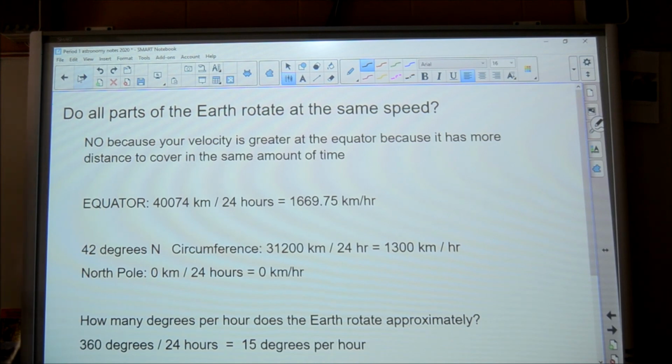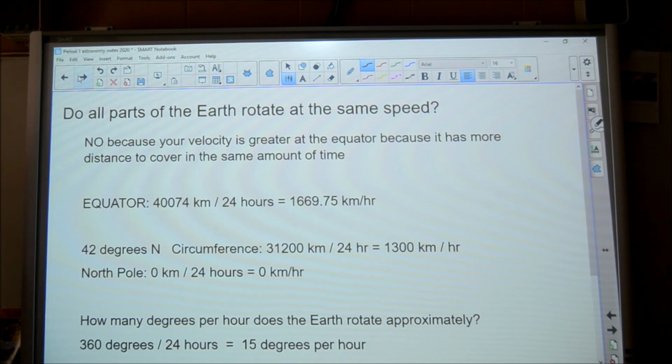Now, the North Pole is a point. It doesn't have a circumference. So with that one, it's 0 kilometers in 24 hours, 0 kilometers per hour.